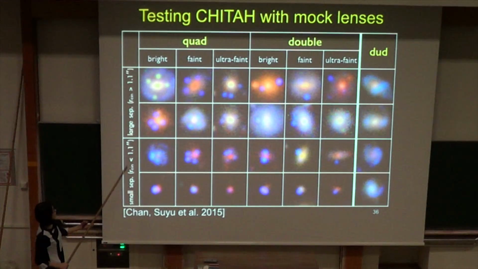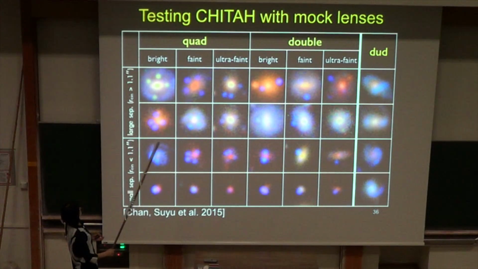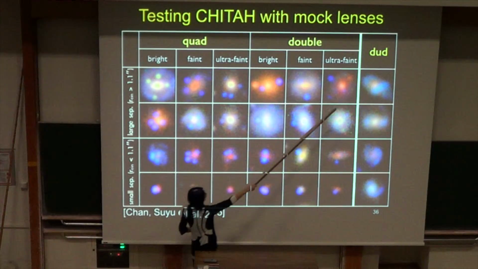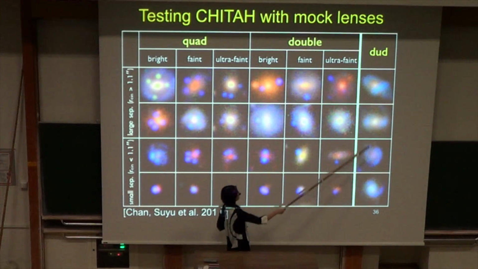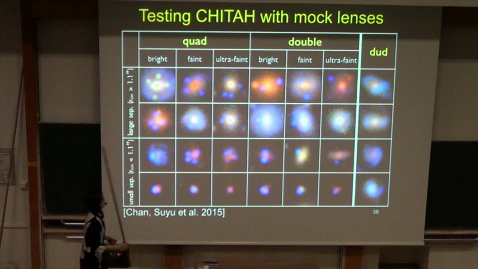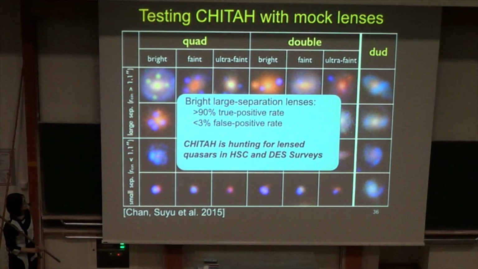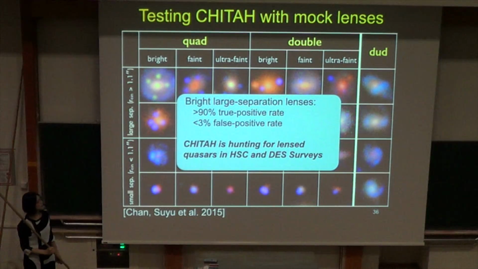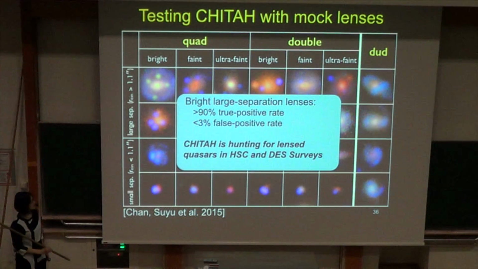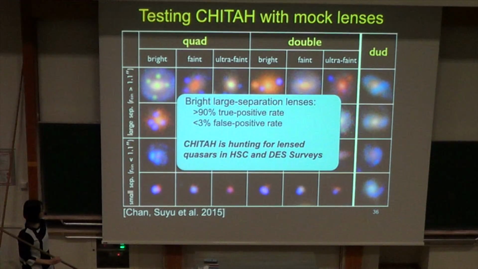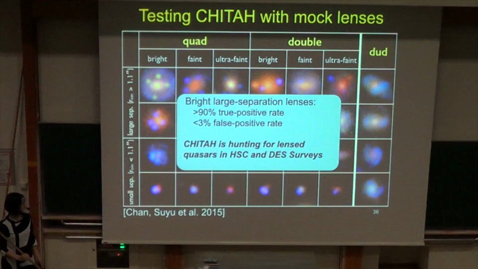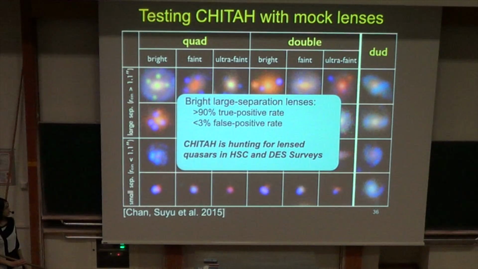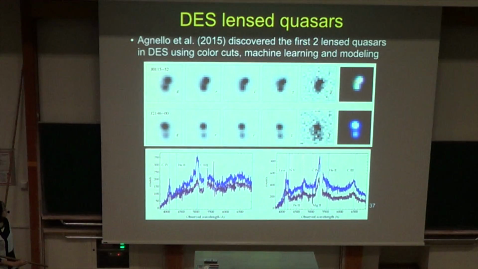Legacy surveys are shown here: different mock systems in different brightness and image separation, and then these are real systems from the legacy survey. After testing this, we find that CHITAH does very well. On bright, large separation lenses, we can get greater than 90% true positive rate and less than 3% false positive rate. We're currently running CHITAH on HSC and DES surveys to find new lens systems. In the next slides, I will show you some of the new lenses found in these imaging surveys.